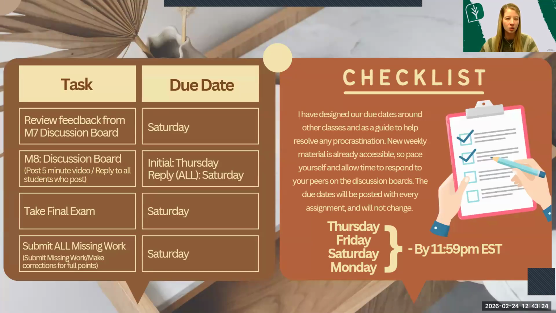Our checklist. This week we have review feedback from the Module 7 discussion board. That is going to be your peers who have responded to your posts, giving you feedback, asking questions, asking you maybe to change something that doesn't seem right to them, or maybe go into something else.